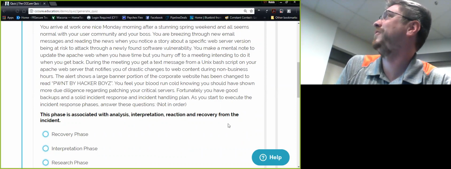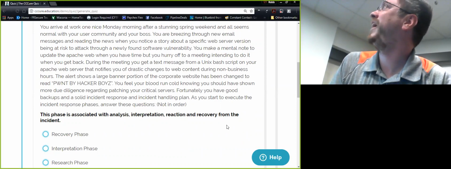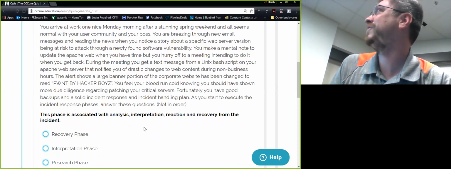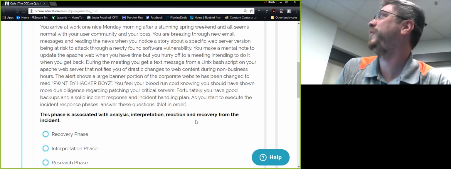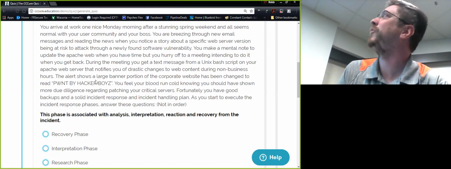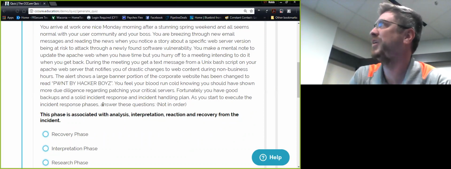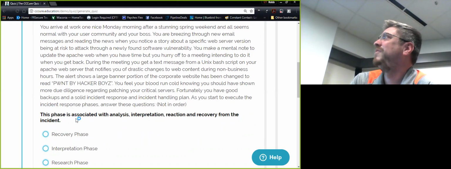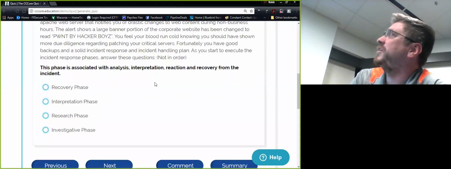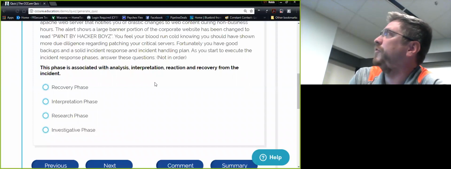So what I do on these long ones is I will skip down to the end and say, okay, this phase is associated with analysis, interpretation, reaction, recovery from the incident. Oh, well, I don't really care that the hackers pwned your website because that's not associated with the actual question, right? So what is associated with analysis, interpretation, and reaction and recovery from the incident?